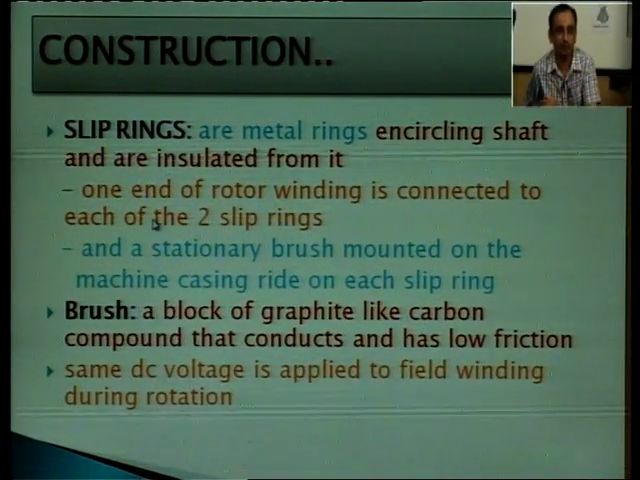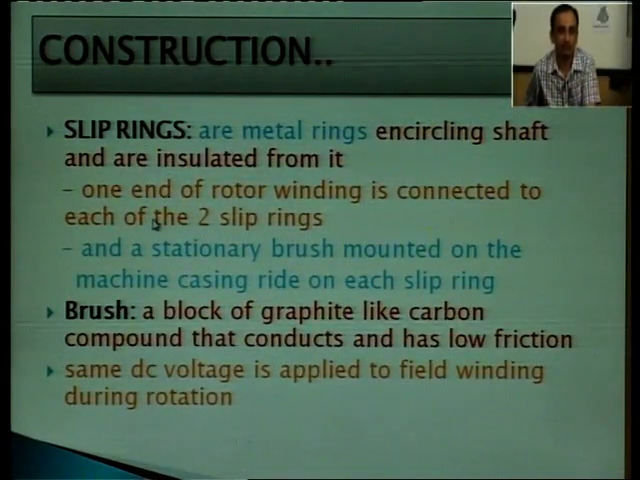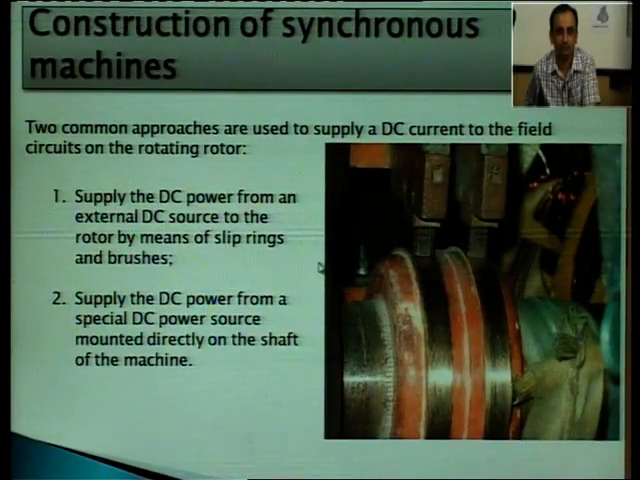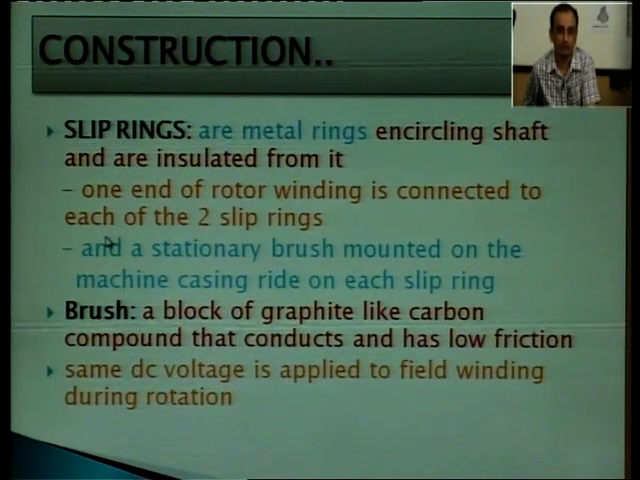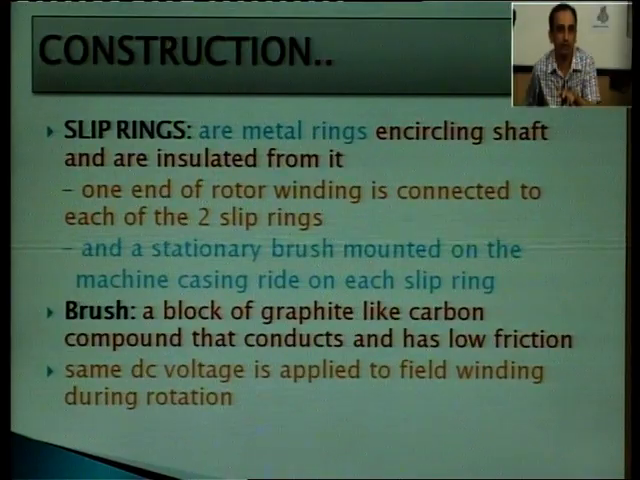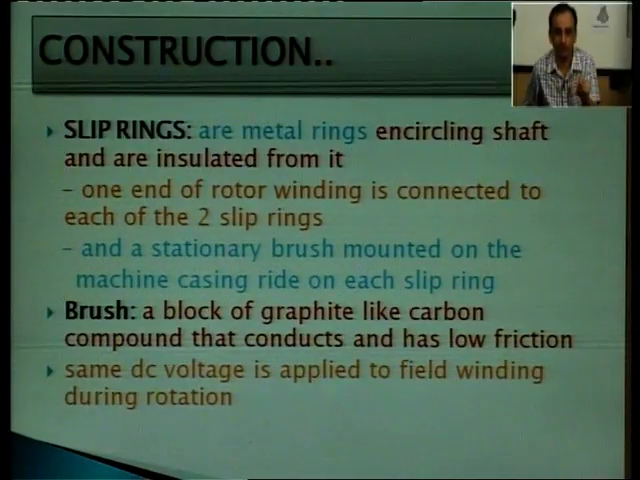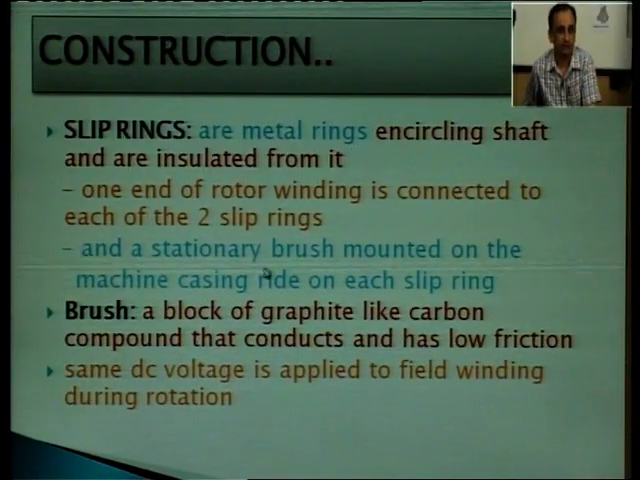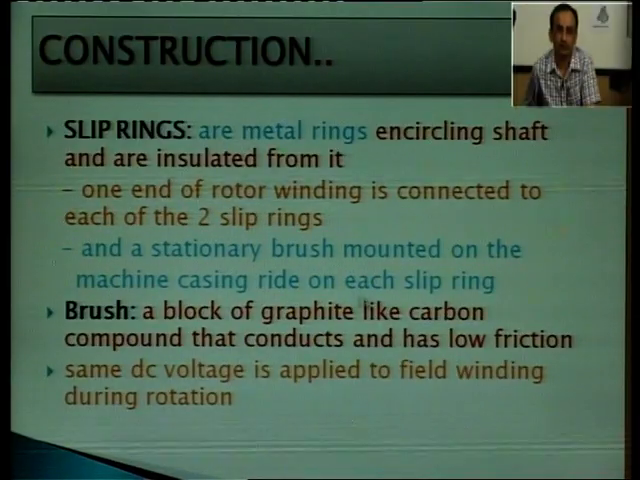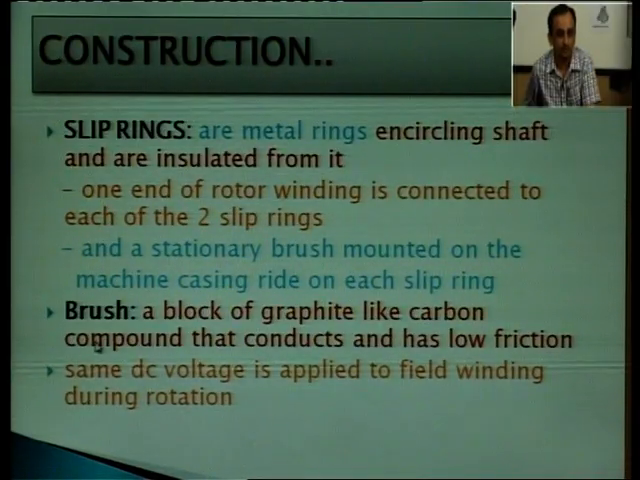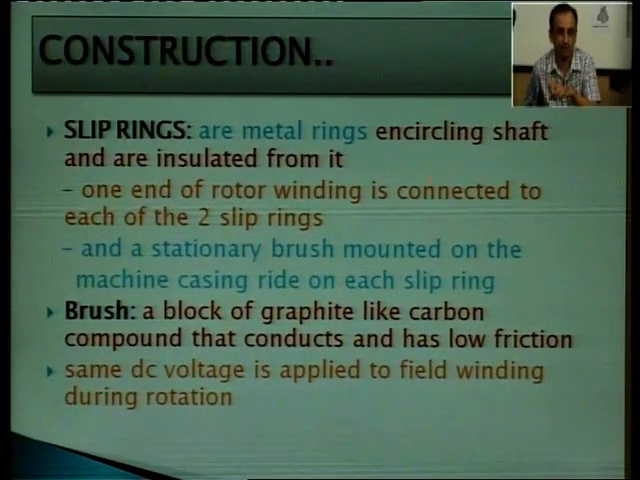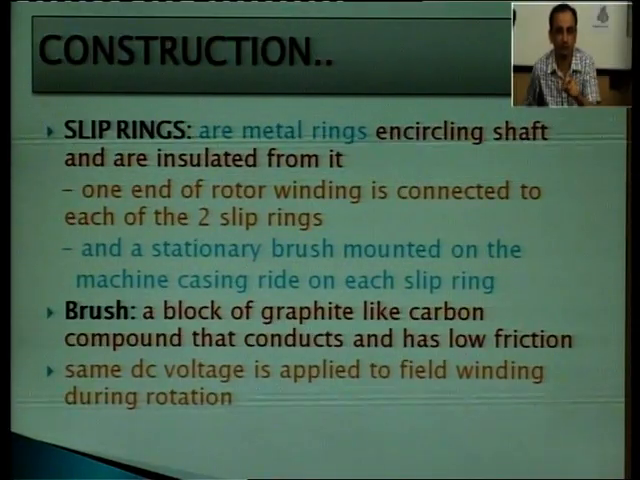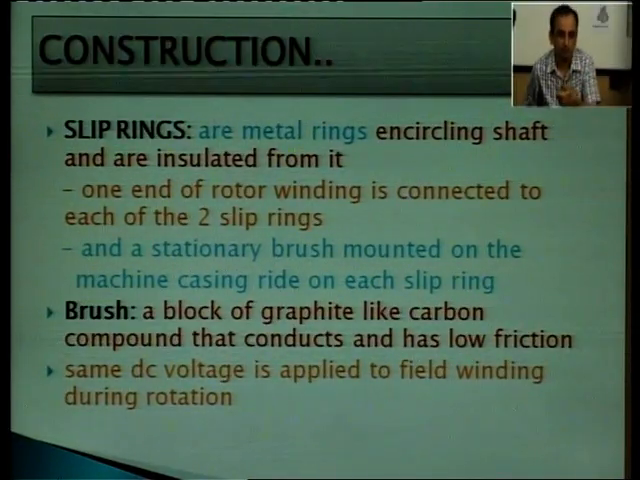The slip rings are metal rings which encircle the shaft, as we can see. The windings placed on the rotor are connected to the slip rings, and they basically take and give current to the windings through these. There are stationary brushes mounted on the machine's casing, right on each slip ring. The brushes are made of carbon, and they have small conductivity because they are semiconductors, and they have very small friction, because we do not want higher friction that may result in certain losses and poor speed of the machine as well.